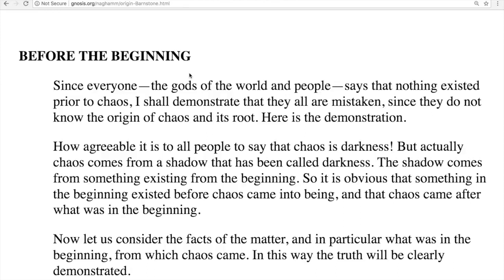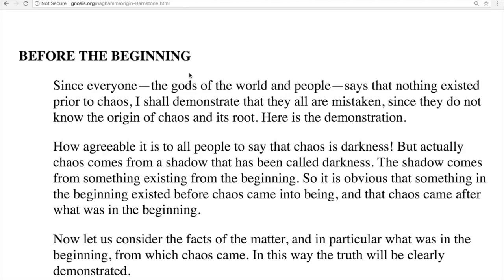So when we think of a shadow, it's not as foreboding in terms of symbolism. Shadows are somewhere in between light and dark, and that has been called darkness. So this writer is attempting to make this understanding of what chaos is more definitive and accurate by calling it not darkness, but instead coming from a shadow. The shadow comes from something existing from the beginning. This writer, of course, is moving from complete darkness toward shadow as a way to invite us toward the light.